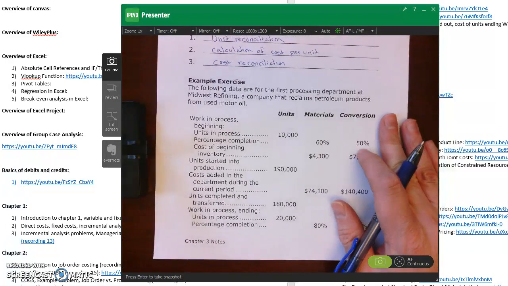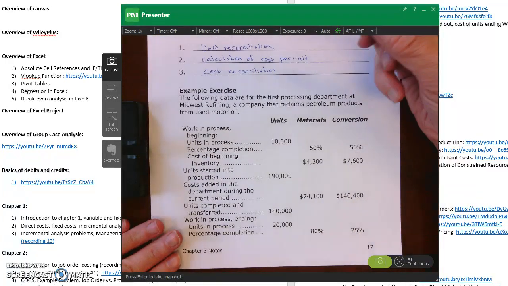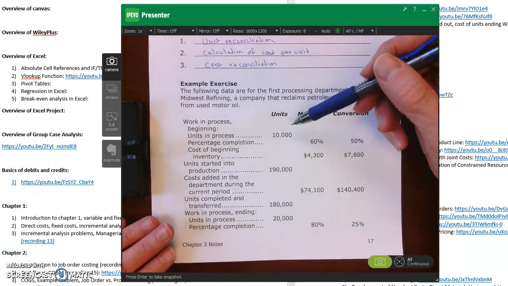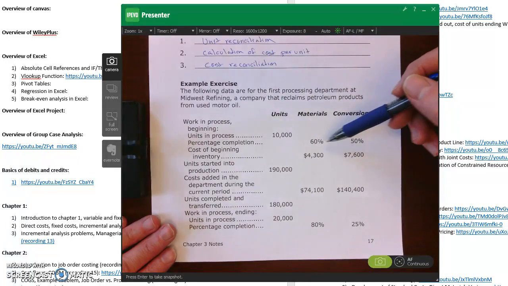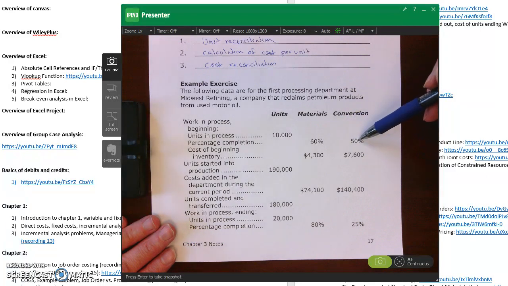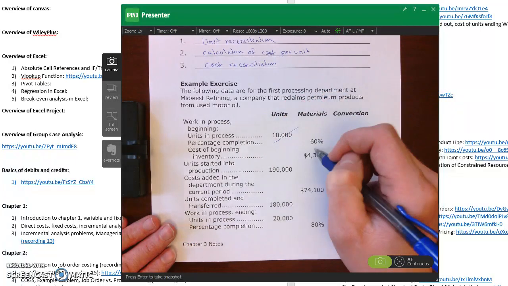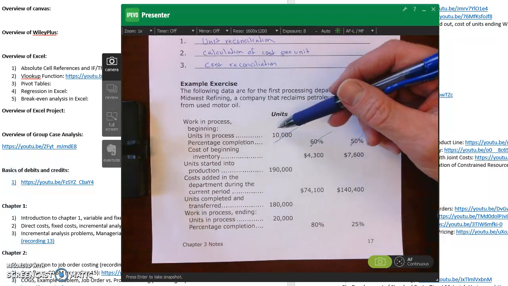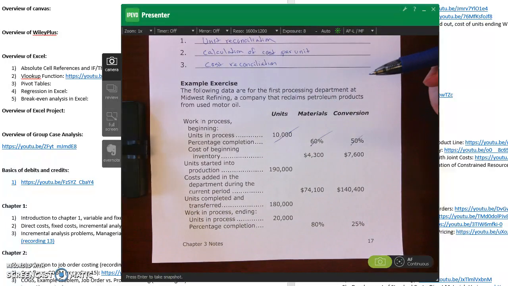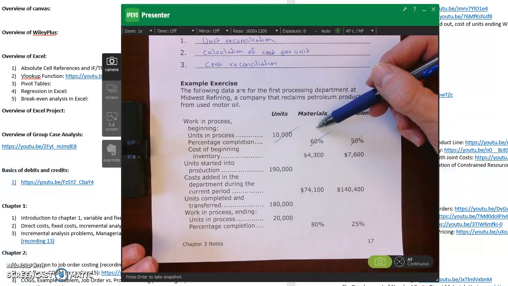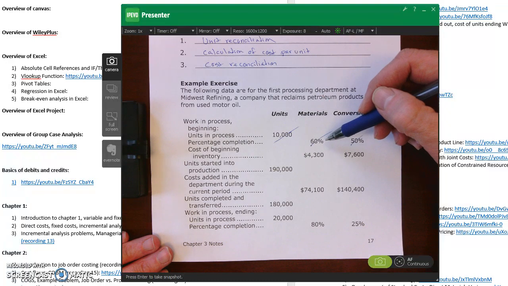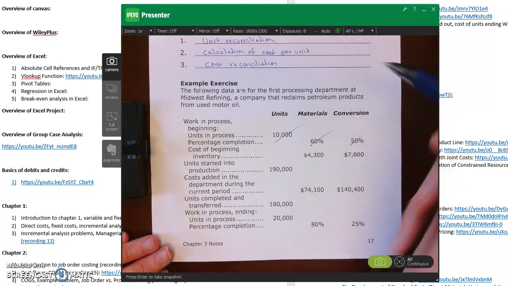Okay. So you look over here, it says the following data are for the first processing department at Midwest Refining, a company that reclaims petroleum products from used motor oil. We have our beginning units of 10,000. Those are 60% complete with respect to materials, 50% complete with respect to conversion. Again, that's not going to matter for what we need to do, because we're using the weighted average, which does not consider the beginning units. Now, the cost of beginning inventory, yes, but not the number. If we were using first in, first out, then this would matter. But we're not. We're using equivalent, weighted average costing.